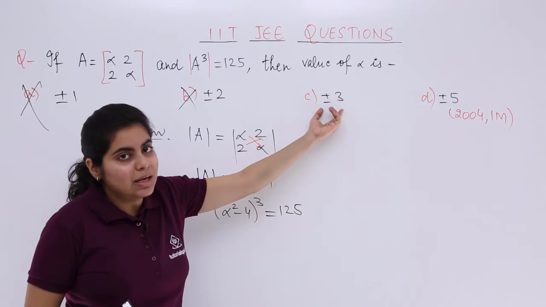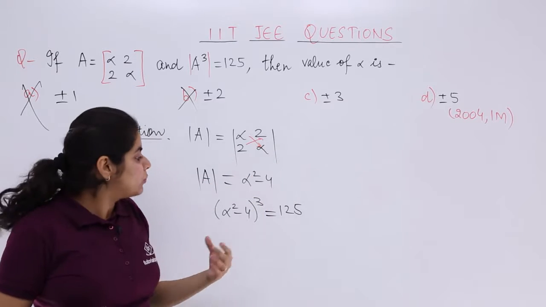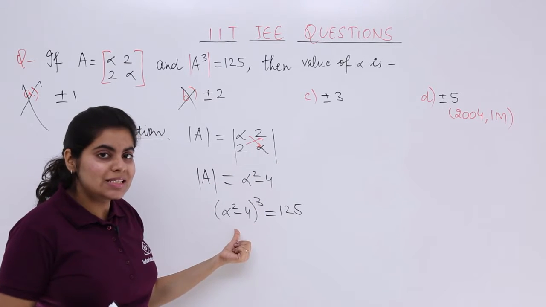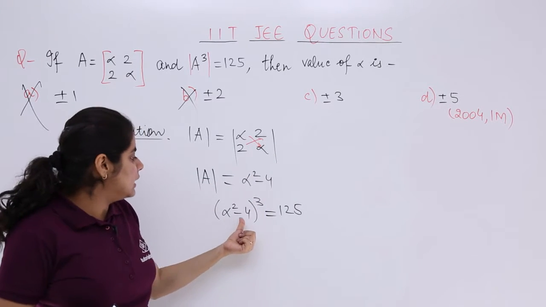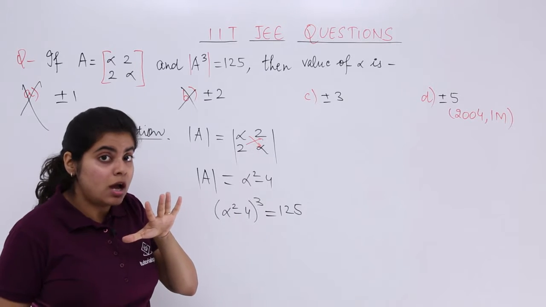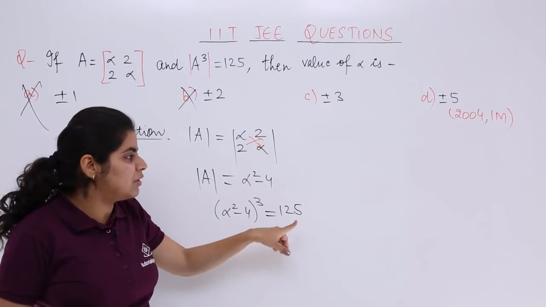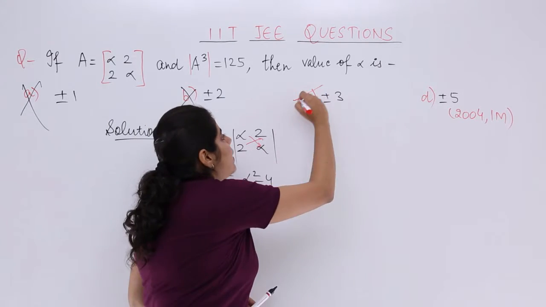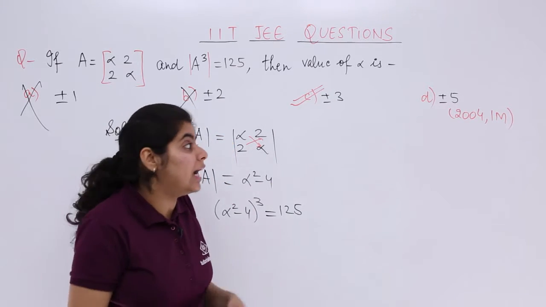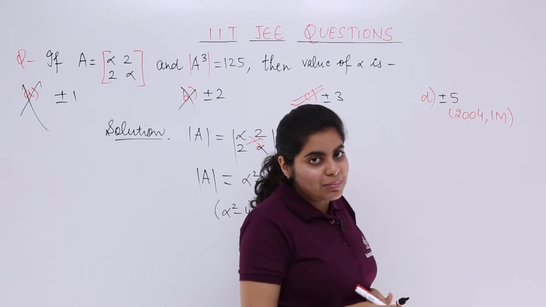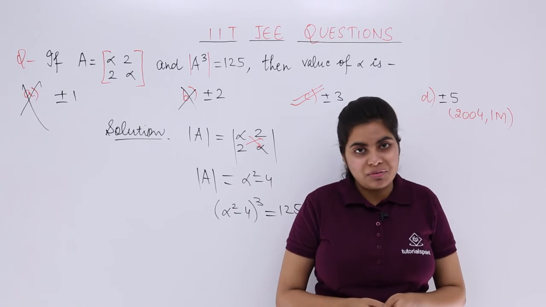Now if 3 and minus 3 are there, put any one value. Say we put 3. What is 3 square? 3 square is 9, 9 minus 4 is 5. 5 cube is 5 into 5 into 5, which is 125. Yes, it is the answer. So my answer is option number C. So the value of alpha is plus minus 3 for this question of IIT JEE.